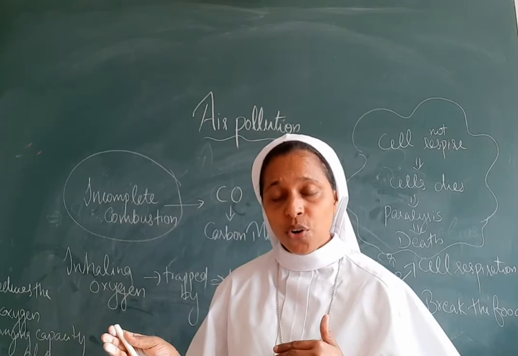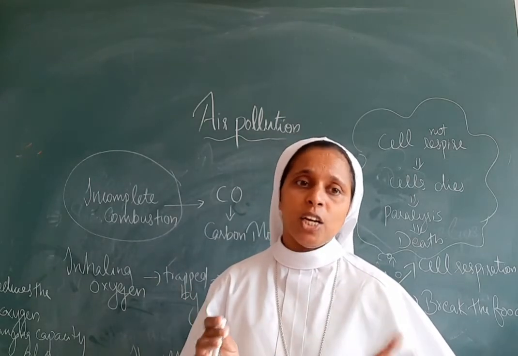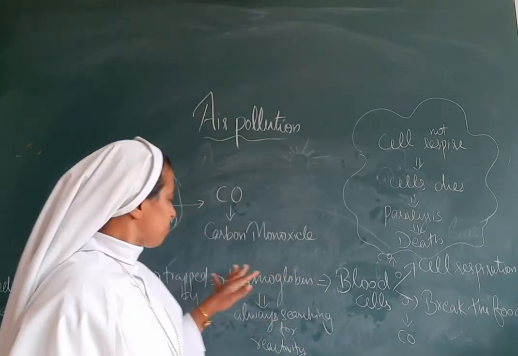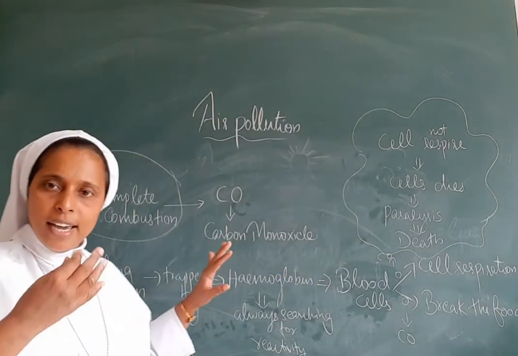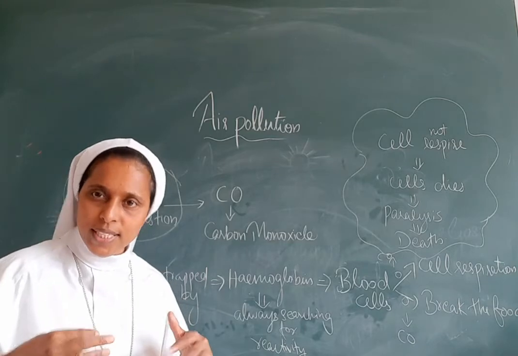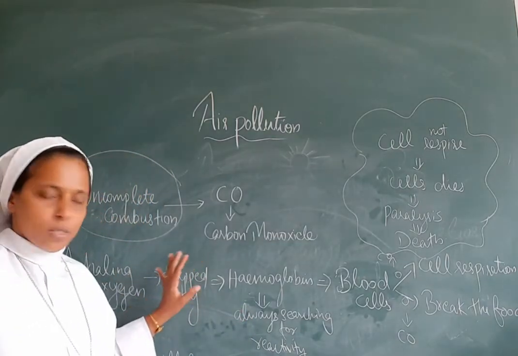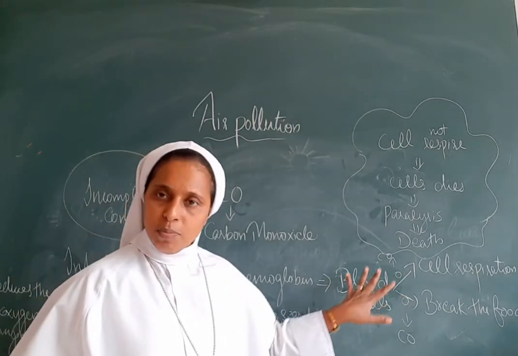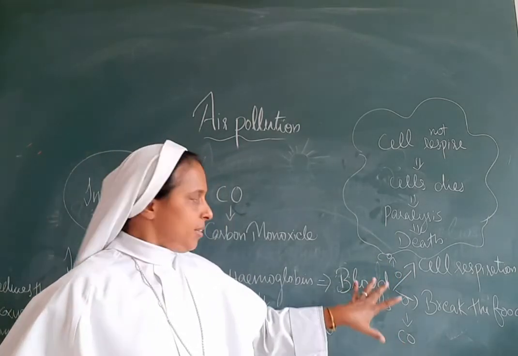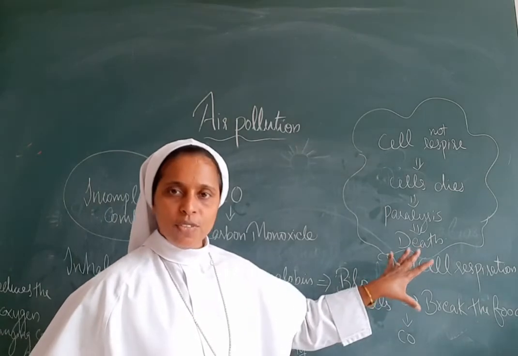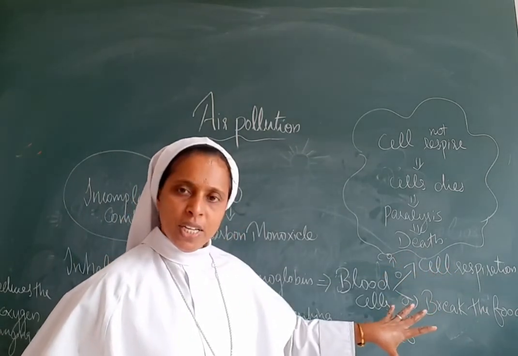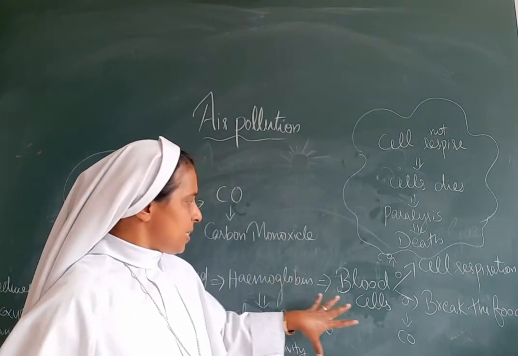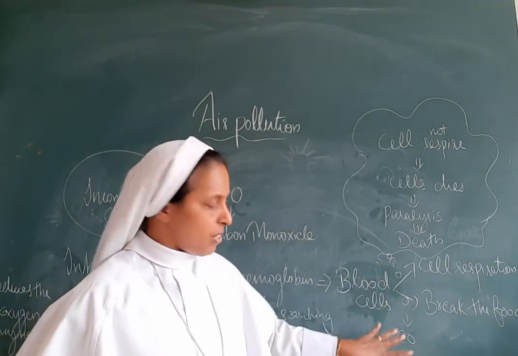It directly and indirectly affects our health. So what happens here? We all know that when we inhale oxygen, it is trapped by the hemoglobin. Where is this hemoglobin present? It is present in our blood cells, and these blood cells take the oxygen for cellular respiration as well as for breaking down food.